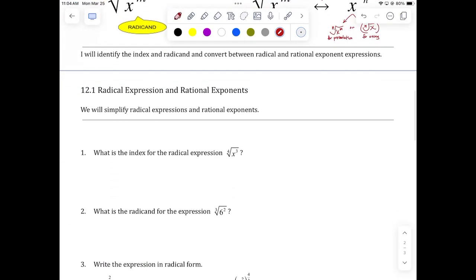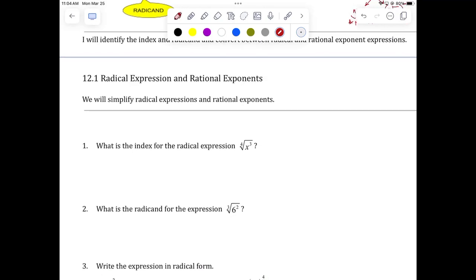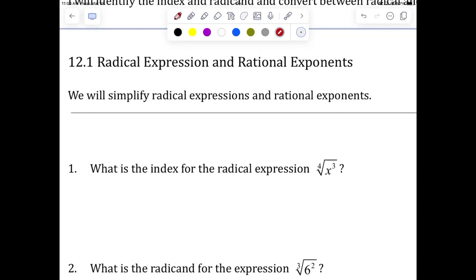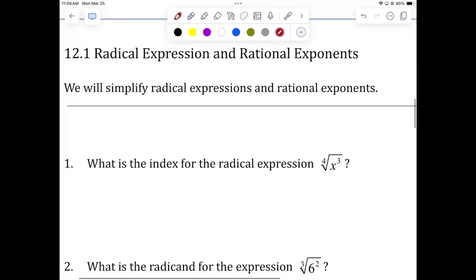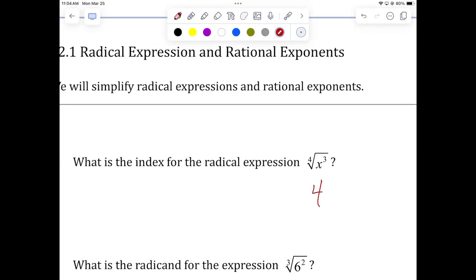Let's go ahead and go through and do some of these, 12.1. We'll simplify. All right. Answering the questions. Number one. What is the index for the radical expression? 4. All right. Cool. That's all that one was. That's the 4th root of x cubed. Cool.